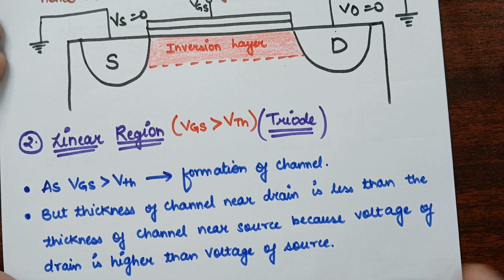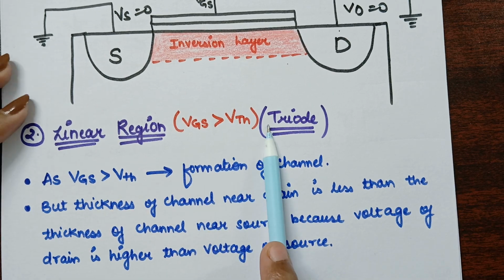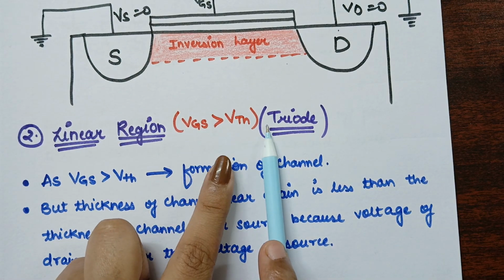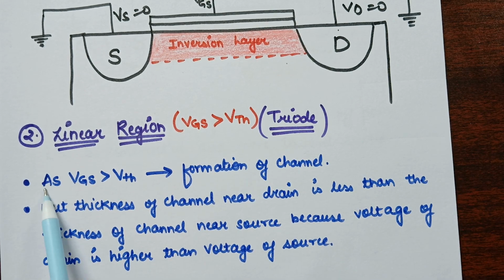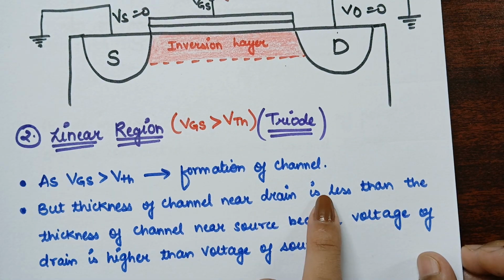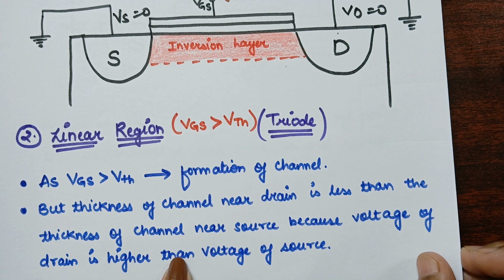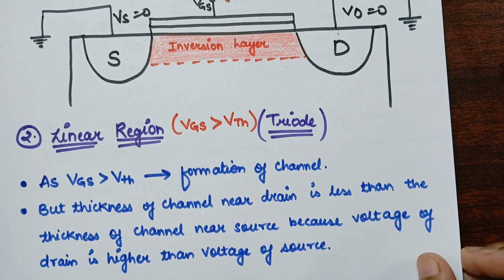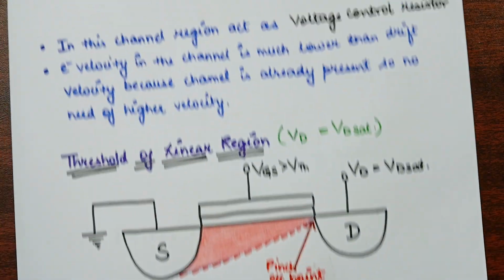What is the linear region? The linear region is also called the triode region. It is a region when VGS is greater than the threshold voltage. If this VGS is greater than the threshold voltage, then definitely the channel will be formed. So as VGS is greater than threshold, formation of channel will take place, but the thickness of the channel near the drain is less than the thickness of the channel near the source, because the voltage of the drain is higher than the voltage of the source. Now let us understand these lines.